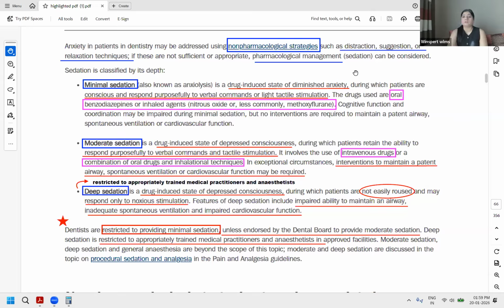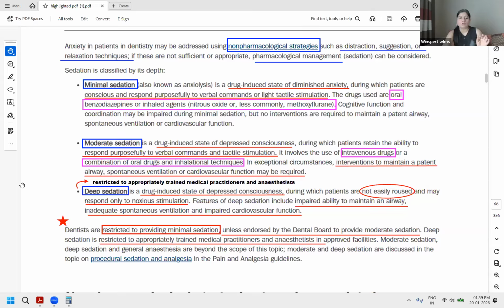So minimal sedation is also known as anxiolysis, where you reduce the anxiety, but the patient remains conscious and responds to commands and even light tactile stimulation. They are fully in their consciousness. They are responding to your verbal commands and tactile stimulation as well. Only their anxiety is diminished. It can be achieved by oral BDZs or inhaled agents like nitrous or methoxyflurane. In dentistry, methoxyflurane doesn't have much role, so nitrous and BDZs.